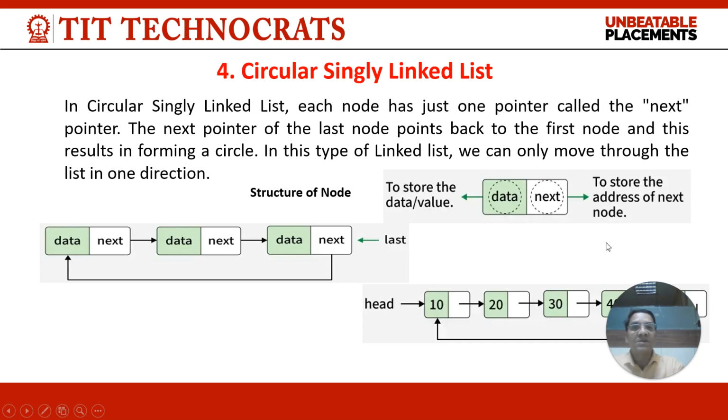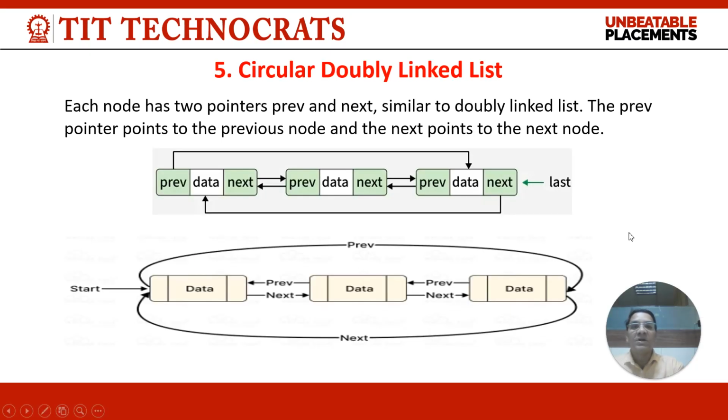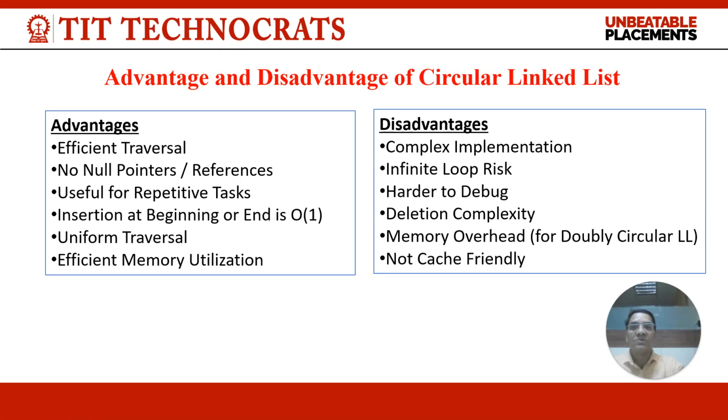Next linked list is the circular singly linked list. In a circular singly linked list, each node has just one pointer called next, and the next pointer of the last node points back to the first node, and this results in forming a circle. In this type of linked list, we can only move through the list in one direction. Next one is the circular doubly linked list. Each node has two pointers, previous and next, similar to the doubly linked list. The previous pointer points to the previous node and the next pointer points to the next node.